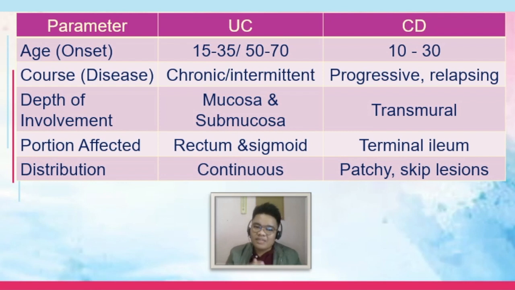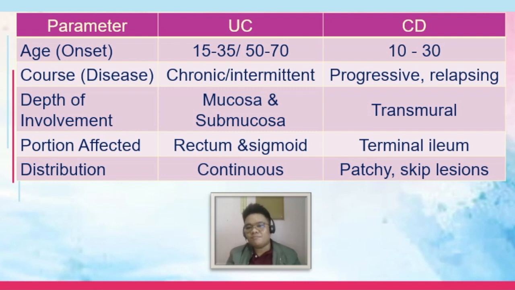Okay, so an additional input, ulcerative colitis would usually affect the extreme of ages, 15 to 35 and 50 to 70. These are the usual age of onset. For your CD, Crohn's disease or regional enteritis, the age of onset is 10 to 30. The disease UC is usually chronic and intermittent. Okay, meaning it stops, then goes back. Then your CD has a tendency to become progressive and then it relapses. And then the depth of involvement, as I have mentioned, the risk for fistula formation is higher in regional enteritis because of the transmural involvement.